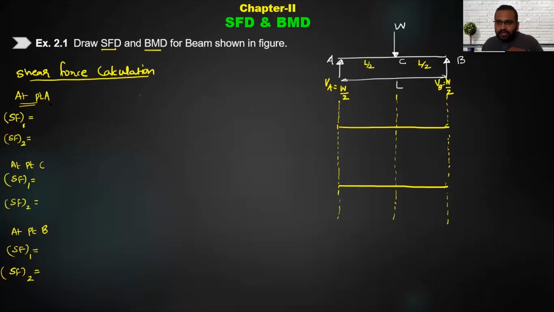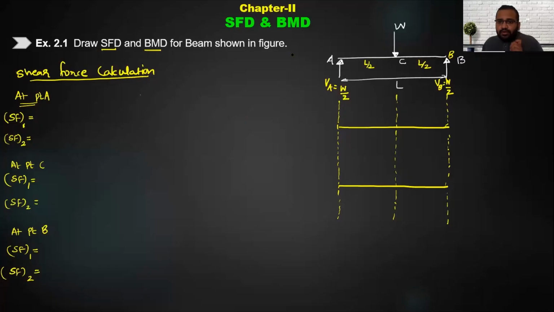So where does it change drastically? Where a point load acts or where there is a UDL. Right now there are point loads, so that is why I have taken calculations only at points A, C and D. But at points A, C and B, you must have observed something in the calculation. I have written something called shear force 1, shear force 2 and all those things. What are these shear force 1 and 2?